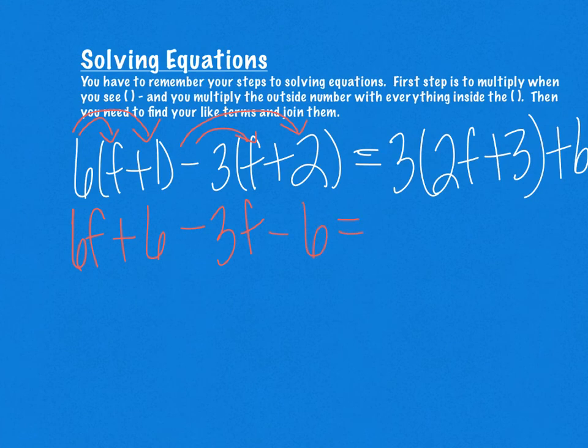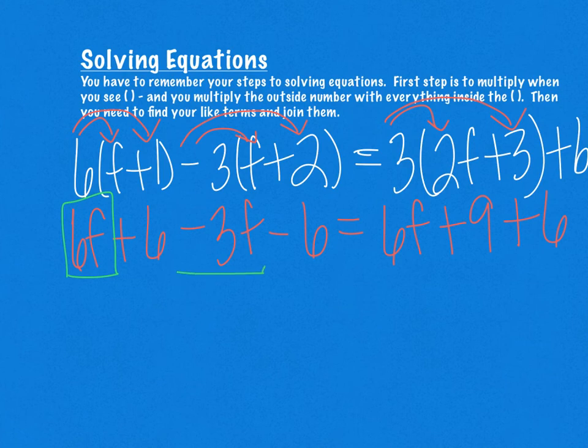Then my equal sign. Then I do the same for the right side. So 3 times 2f is 6f. And then 3 times 3 would be plus 9, then plus 6. So now I've done all the multiplying. Now I have to figure out my like terms. And here I see I have 6f and negative 3f. I also see that I have a positive 6 and a negative 6.